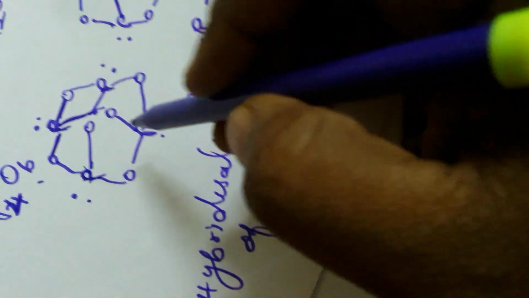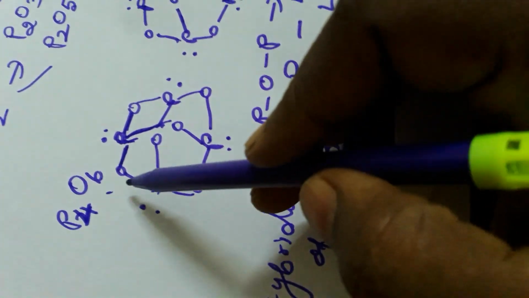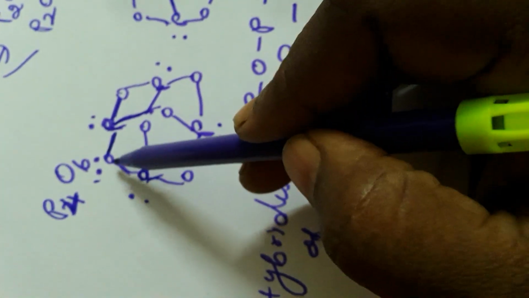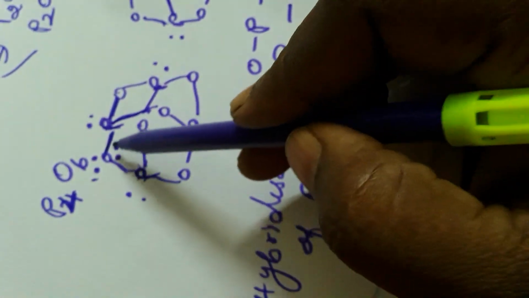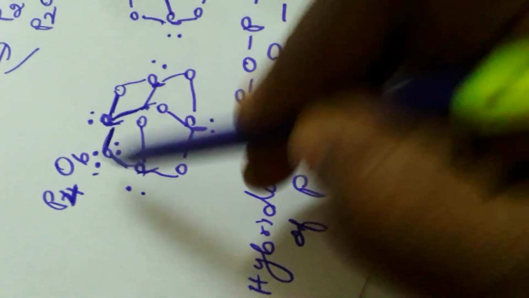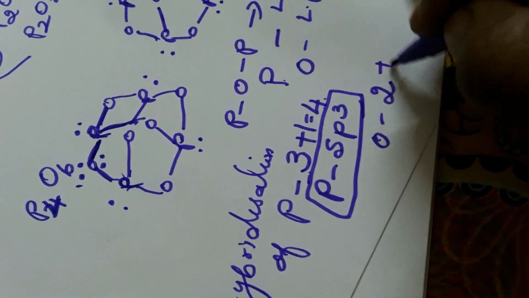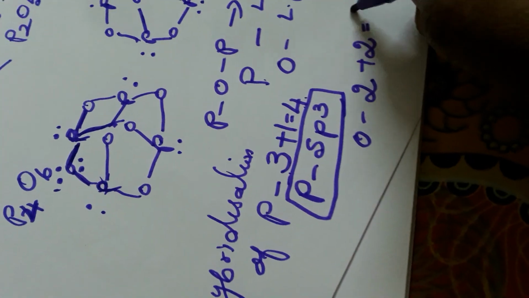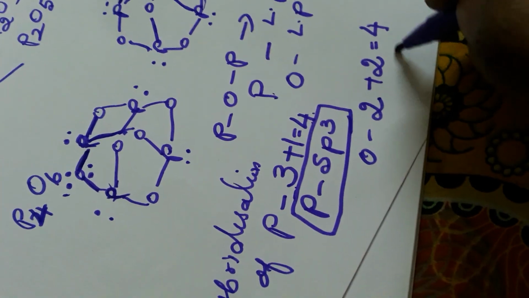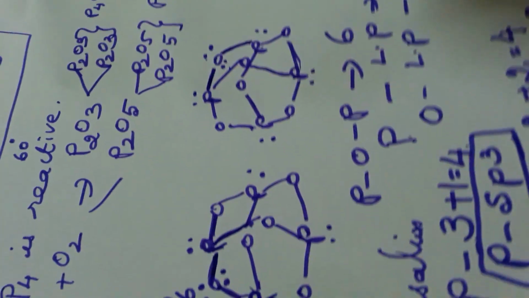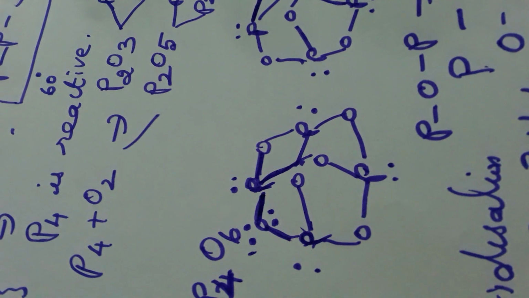And oxygen, let us take oxygen. Oxygen has 6 electrons; 2 are utilized for bonding, and the remaining form 2 lone pairs. So how many bonds are there for oxygen? 2 bonds are present plus 2 lone pairs. So 2 plus 2 is 4. Again 4 is coming, so again the hybridization is sp3. So these are the details of the P4O6 molecule.